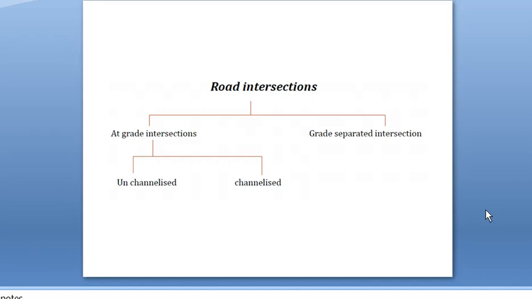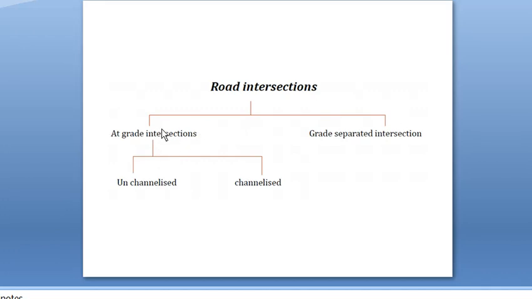Next is the classification of road intersection that we discussed in the last lecture. Road intersection is mainly classified into two types: at grade intersection and grade separate intersection. Grade separate intersection and its classification have been discussed in the last class. What are the different types of grade separate intersection? They are underpass, overpass, trumpet intersection, diamond intersection, clover leaf, half clover leaf, and full clover leaf, then directional intersection. Okay. And in today's class, we are going to discuss at grade intersection.